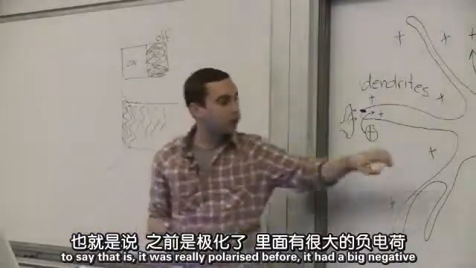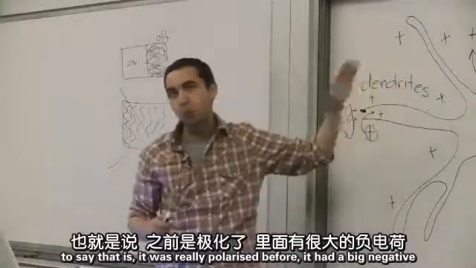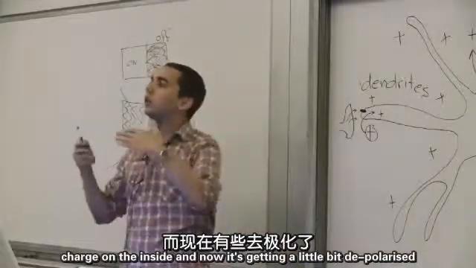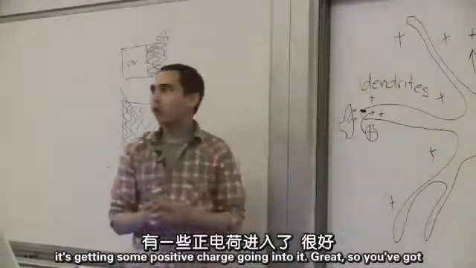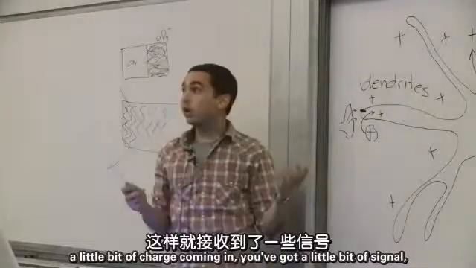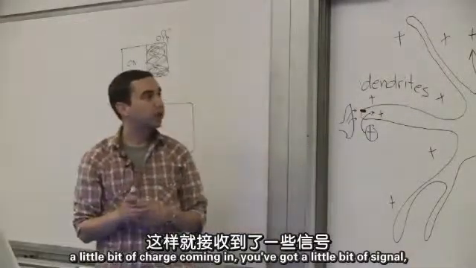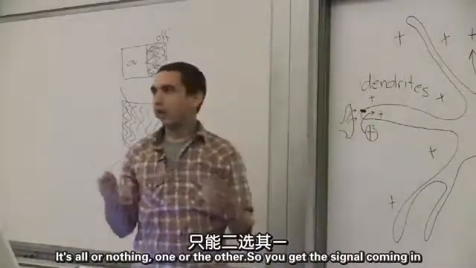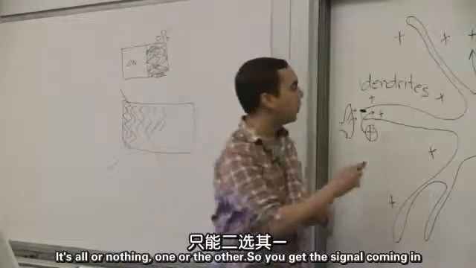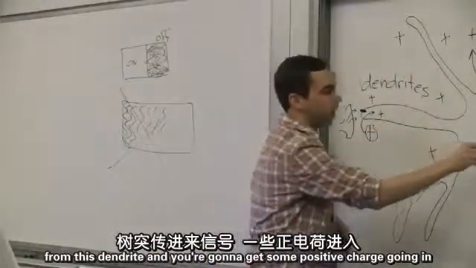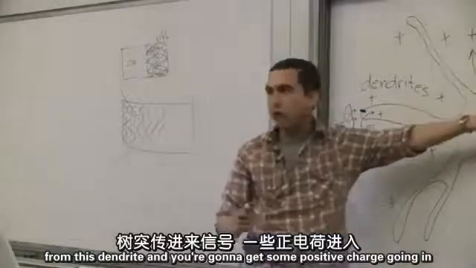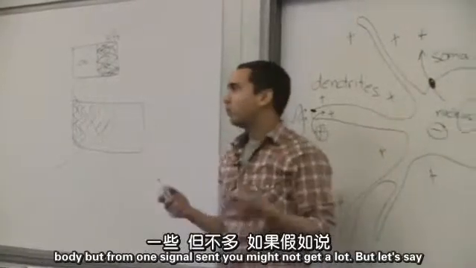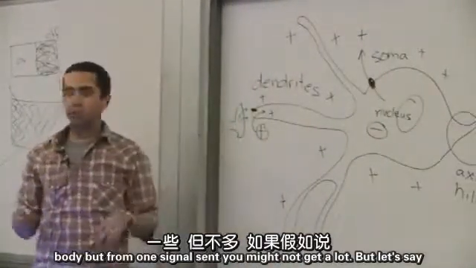Another way to say that is it was really polarized before. It had a big negative charge on the inside, and now it's getting a little bit depolarized. It's getting some positive charge going into it. Great, so you've got a little bit of charge coming in, you've got a little bit of signal, but somehow the neuron has to decide, am I going to fire or am I not? It's all or nothing, one or the other. So you get the signal coming in from this dendrite, and you're going to get some positive charge flowing into the neuron, and you'll get a little bit out in the cell body, but from one signal sent, you might not get a lot.